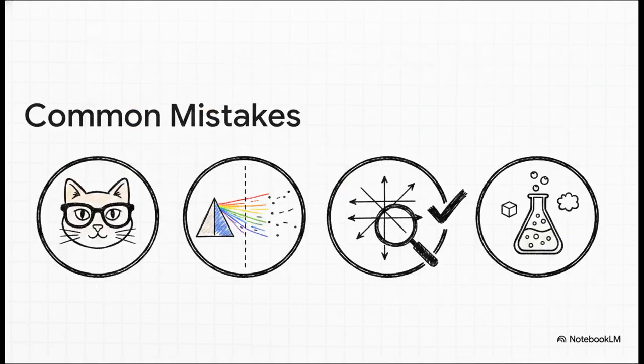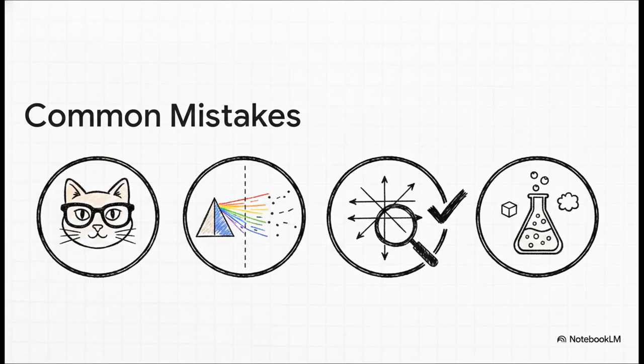Here is a rapid-fire list of the most frequent errors that unnecessarily cost students marks. First, mixing up vision defects and their corrective lenses. Remember our trick, my cat has pretty eyes for myopia and concave. Second, confusing scattering with dispersion. Just remember, dispersion is splitting white light into a rainbow, while scattering is light bouncing off particles in the air.